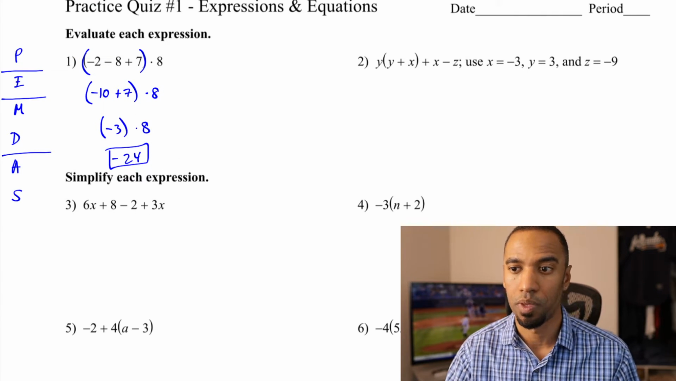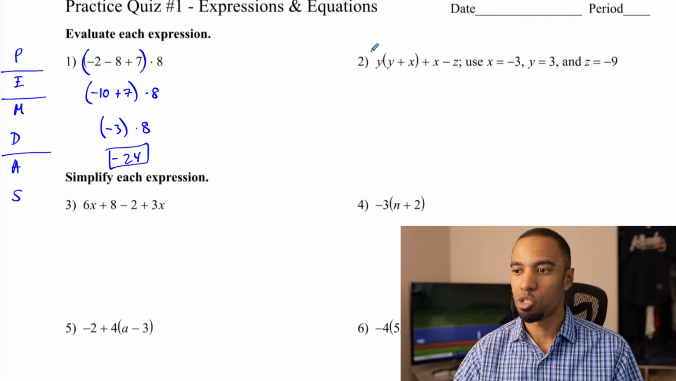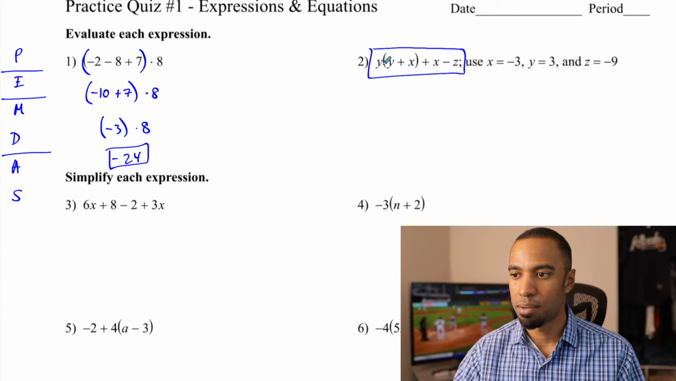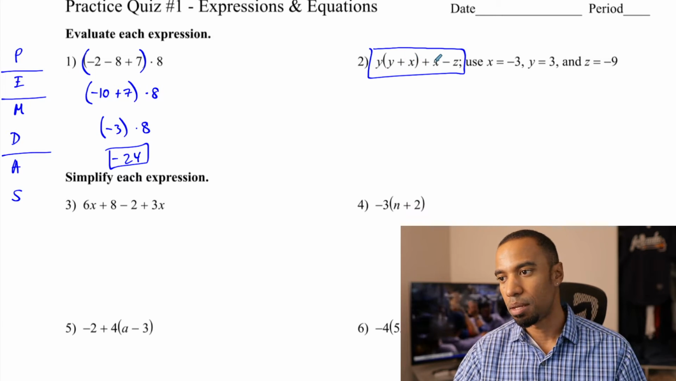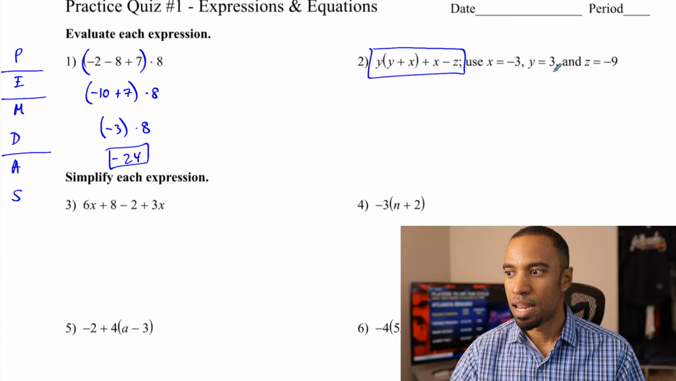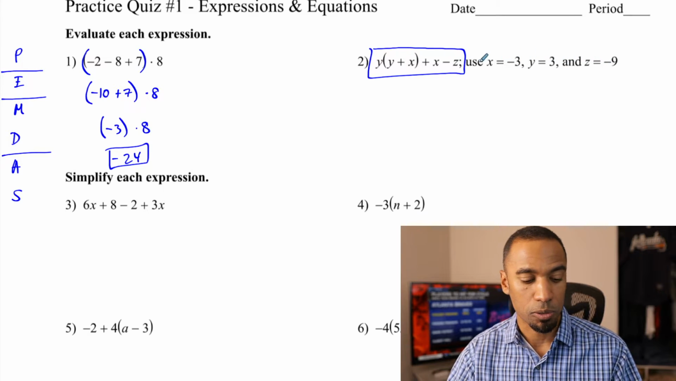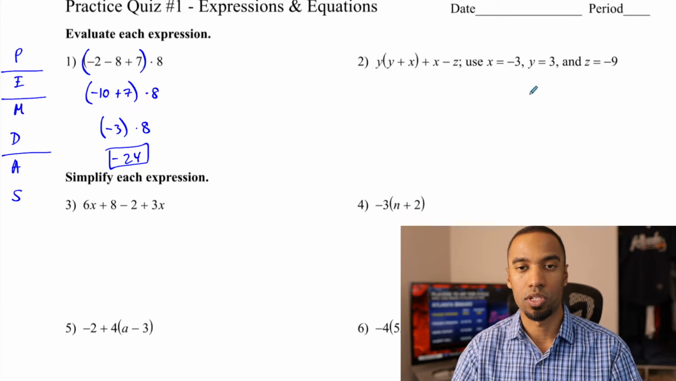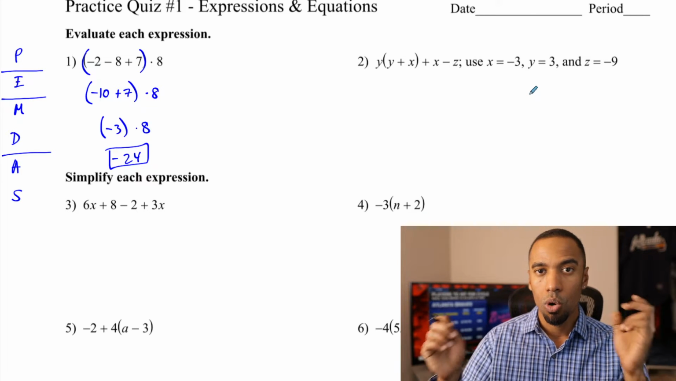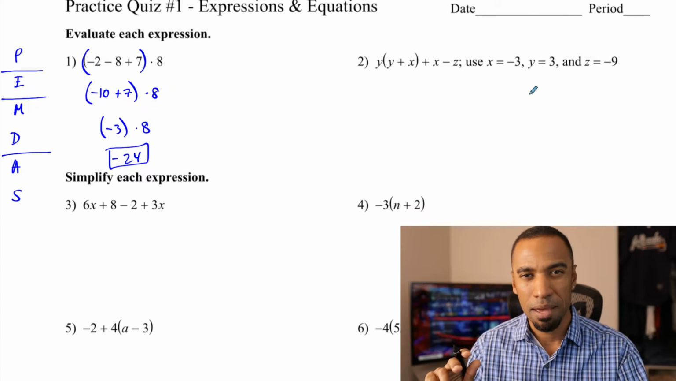Number 2. In number 2, we have this expression right here: y times the quantity y plus x, plus x and minus z. Now we have values that we are going to be substituting for each of these variables. I have a mantra for my students which goes as follows: when you're substituting, when in doubt, use your parentheses.